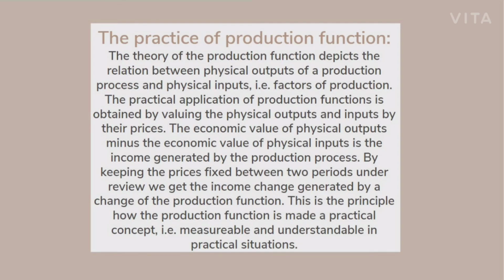The practice of production function. The theory of the production function depicts the relation between physical outputs of a production process and physical inputs. The practical application of production functions is obtained by valuing the physical outputs and inputs by their prices. The economic value of physical output minus the economic value of physical inputs is the income generated by the production processes. By keeping the prices fixed between 2 periods under review, we get the income change generated by the change of the production function. This is the principle how the production function is made a practical concept that is measurable and understandable in practical situations.